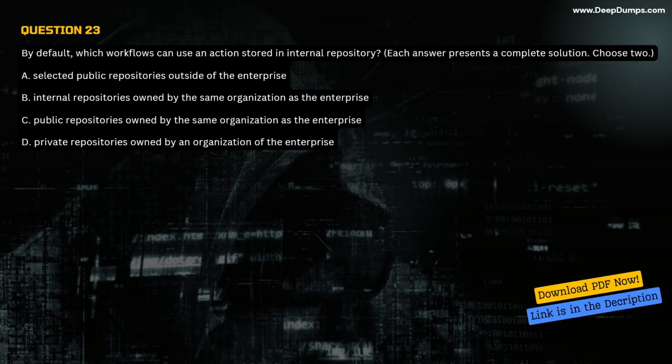Question 23. By default, which workflows can use an action stored in an internal repository? Each answer presents a complete solution. Choose 2. A. Selected public repositories outside of the enterprise. B. Internal repositories owned by the same organization as the enterprise. C. Public repositories owned by the same organization as the enterprise. D. Private repositories owned by an organization of the enterprise. Correct answer, C. Public repositories owned by the same organization as the enterprise.